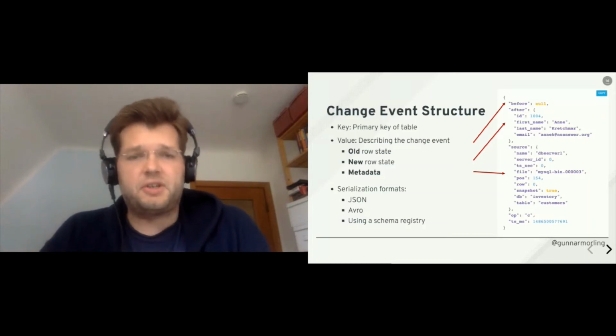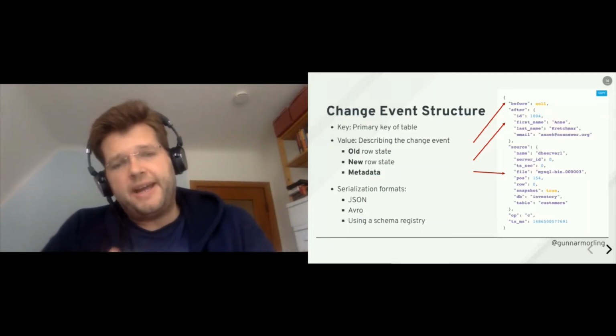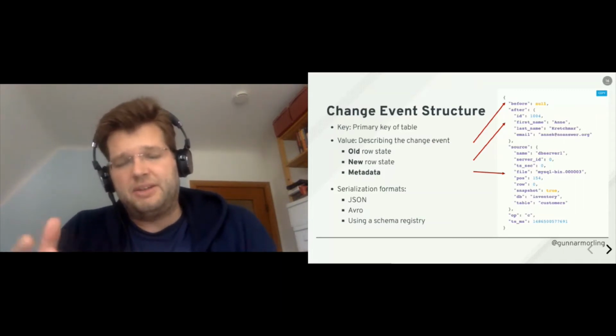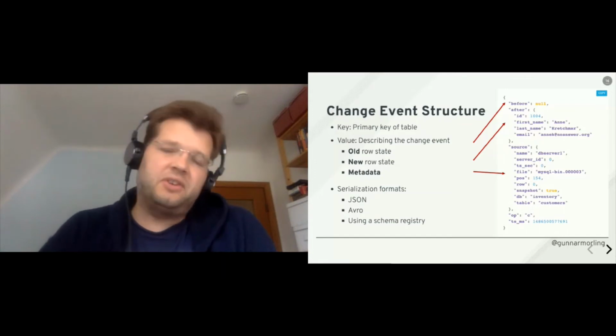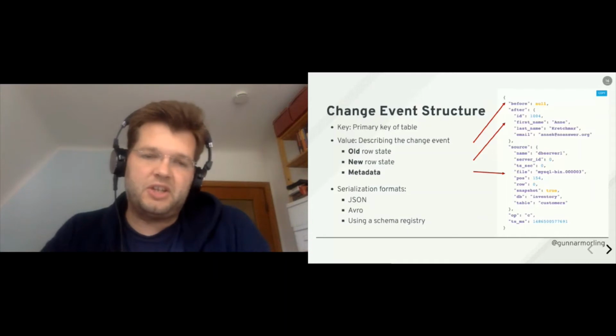That's the semantic structure. What does it look like in Kafka? Every record in Kafka is just a binary blob. So we need to think about how we can convert this semantic structure we see here on the right-hand side into the binary representation which is sent to Kafka.